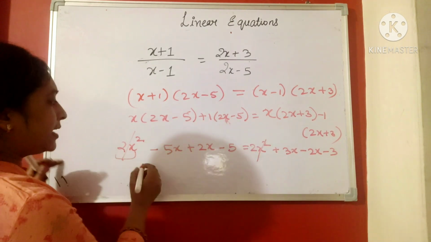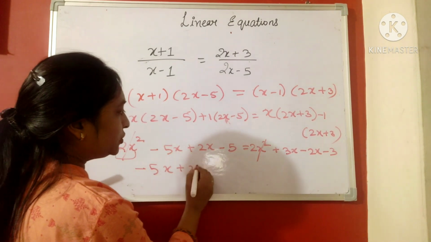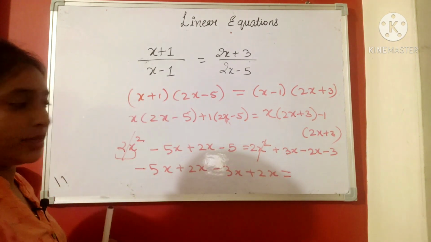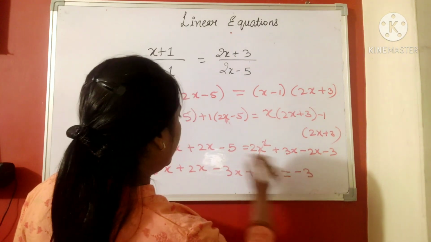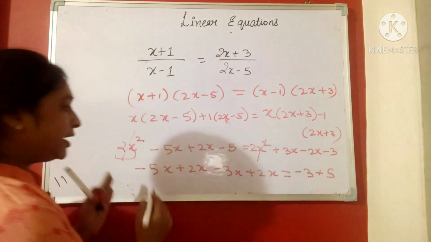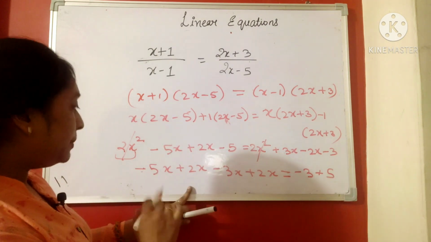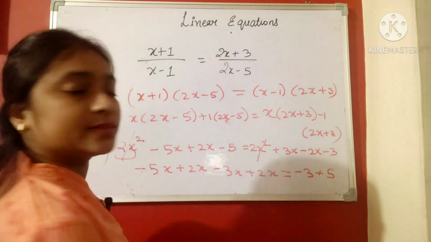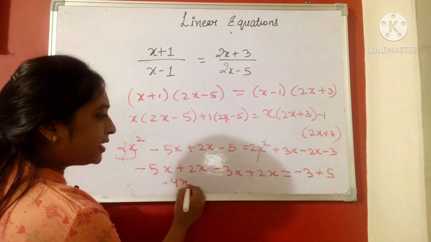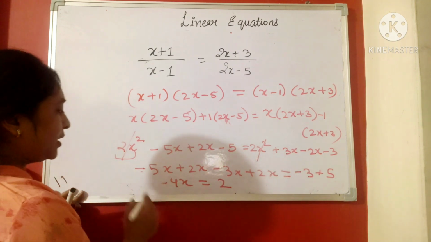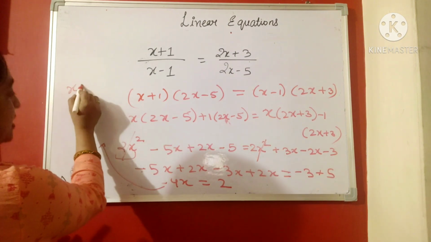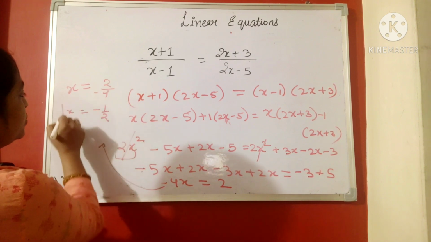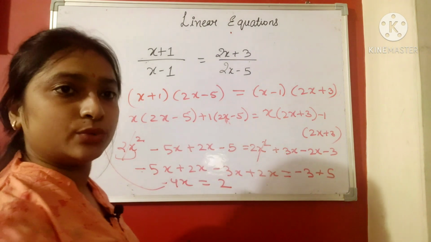Fine. Now bring all the x terms towards one side, which is minus 3x plus 2x is equal to minus 3 plus 5. Right. Now minus 5 plus 2 will be minus 3. Minus 3 minus 3 is minus 6. And minus 6 plus 2 will be minus 4x is equal to 2. Right. Now when we will solve for x, x is equal to 2 upon minus 4, which will be x is equal to minus 1 by 2.